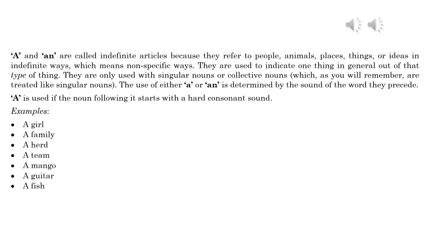They are only used with singular nouns or collective nouns, which, as you will remember, are treated like singular nouns. The use of a or an is determined by the sound of the word they precede. A is used if the noun following it starts with a hard consonant sound. Examples: a girl, a family, a herd, a team, a mango, a guitar, a fish.